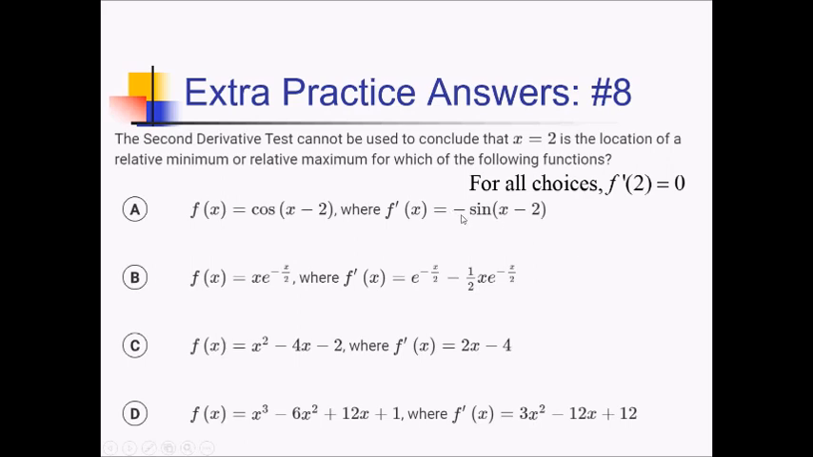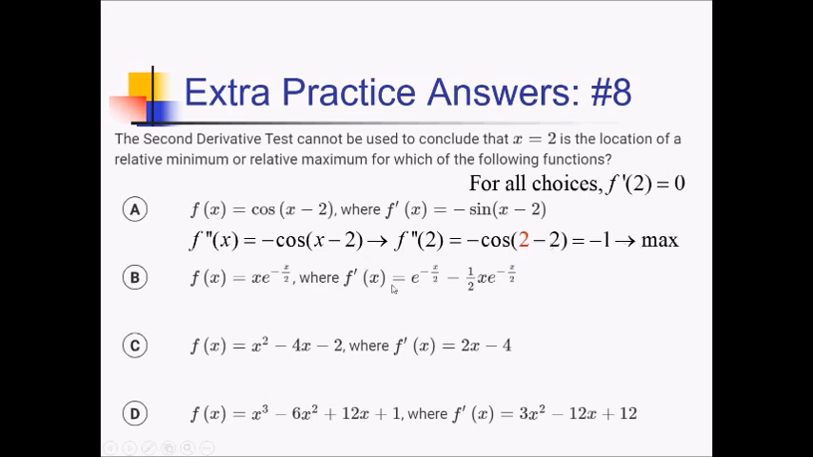The second derivative for the function in A is going to be negative cosine of x minus 2. If I plug 2 into that, cosine of 0 is 1, but it's negative, so that's negative 1. A negative value for the second derivative means that we have a relative max. So the second derivative test works on choice A.